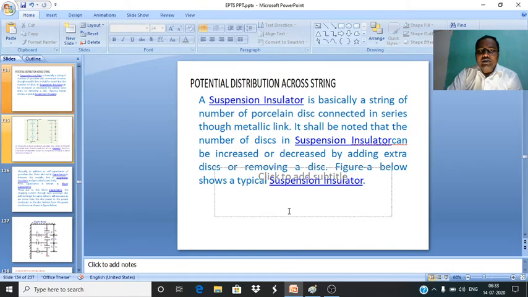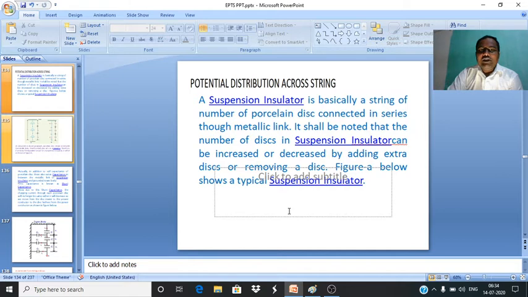Now we discuss the topic about potential distribution across string. Normally, we know in transmission lines we use suspension type insulators. A number of discs are connected in series. Each disc will handle 11 kV. The potential distribution across the string is very important.